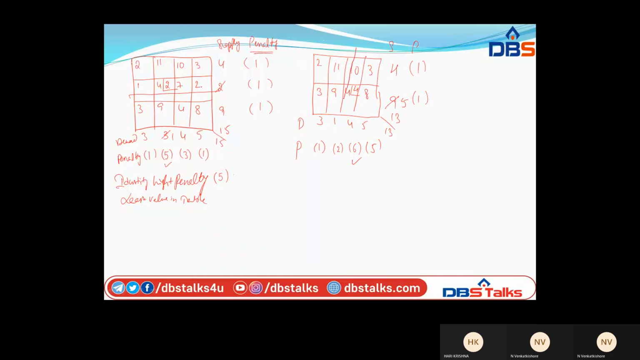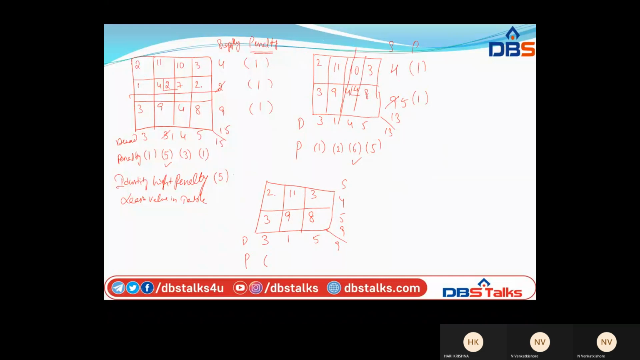And cross out the row. What do we finally have? 2, 11, 3, 3, 9, 8. So what are the demands? 3, 1, 5 and 4 and 5. So 3 same, 9, 9. This is supply. This is demand.